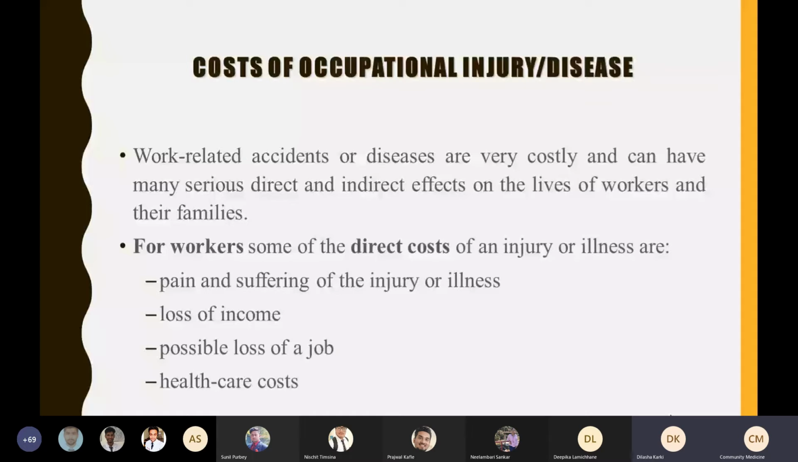One is the loss of income, possible loss of the job, healthcare costs, and pain and suffering of the injury or illness. For example, if a person falls or cuts their hand, they have to pay a lot of money just for the treatment of the injury. And because of the loss of the limb, there might be loss of the job and loss of income, definitely. And the workers will suffer lots of pain and suffering from the injuries. So this can be the cost of occupational injuries.